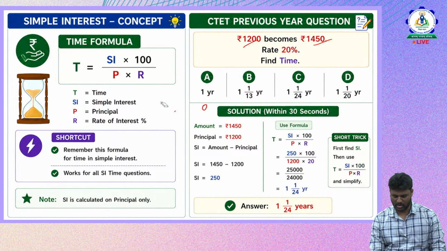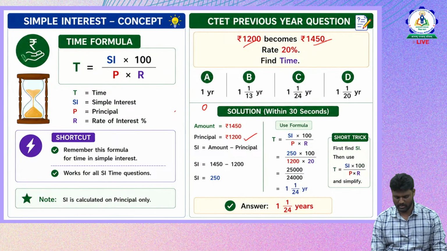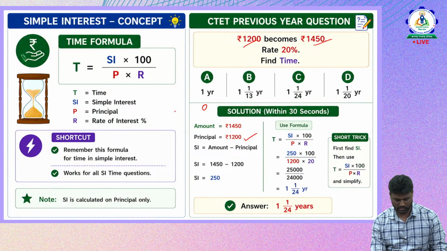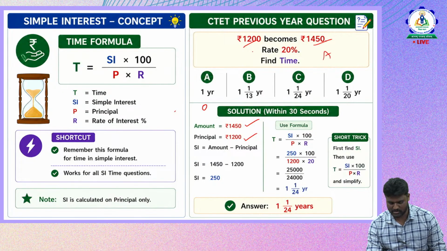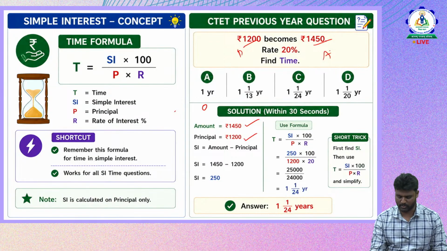Now what is the amount they have given here? Principal amount is 1200, and the amount they have given is 1450. That means the principal amount plus the interest makes the amount 1450 rupees. Now the SI we have to identify. They told us directly the amount and the principal amount, but we don't know what the interest is. The amount comes from the simple interest plus the principal amount, so we need to identify what the simple interest is here.